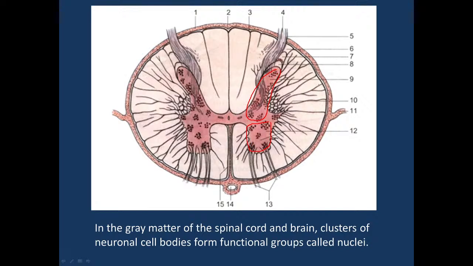The lateral horns, in plural, contain the cell bodies of autonomic motor nuclei that regulate activity of smooth muscles, cardiac muscles, and glands. This is the autonomic nervous system.